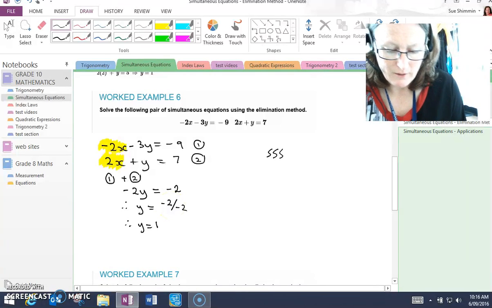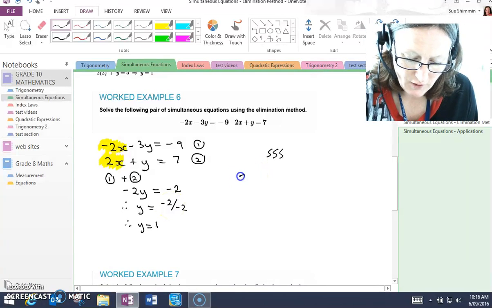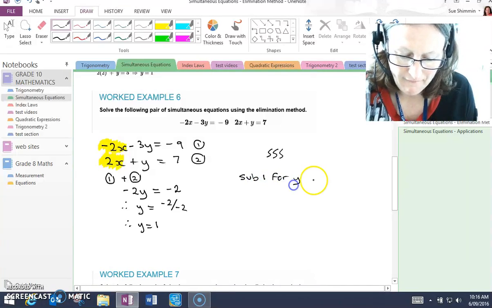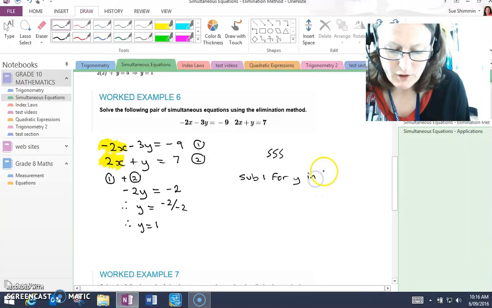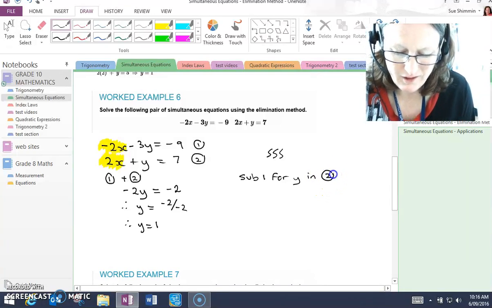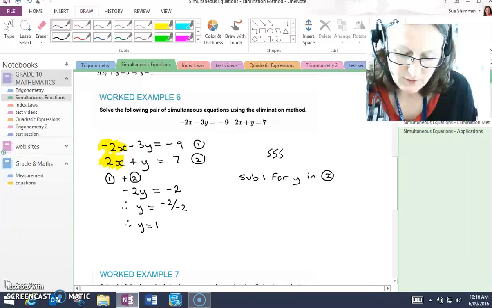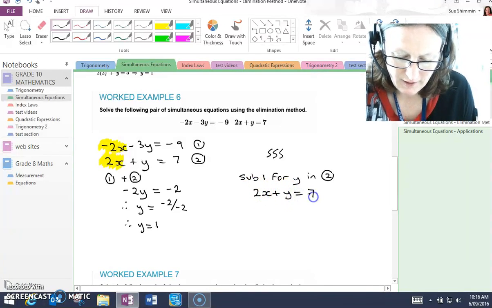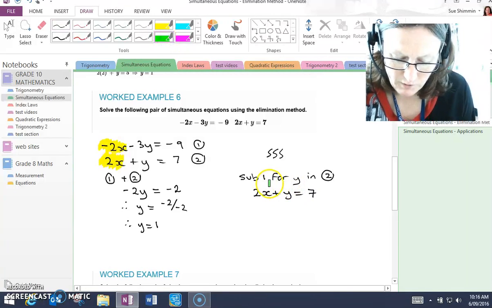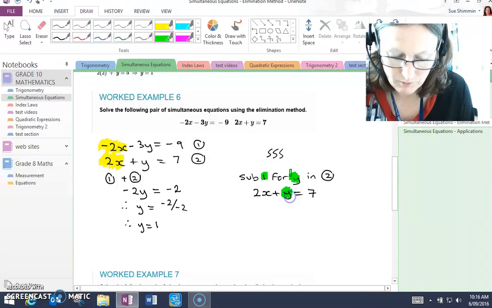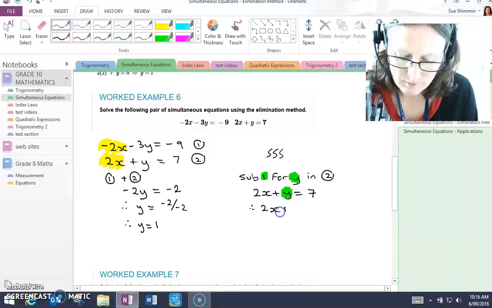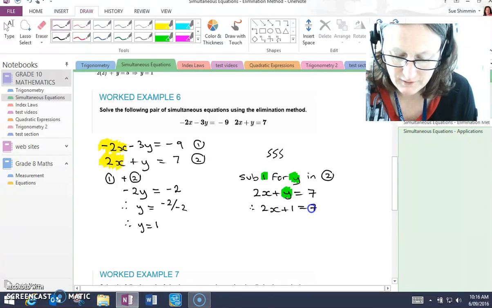Only halfway there. What I then do is I substitute 1 in place of y in one of the equations. I'm going to choose equation 2. It's got no negatives, it looks easier. So I'm going to write out equation 2, and then we've just said that y is 1. So here, instead of writing y, I'm going to write 1. So 2x plus 1 equals 7.